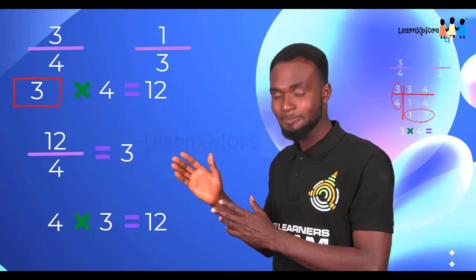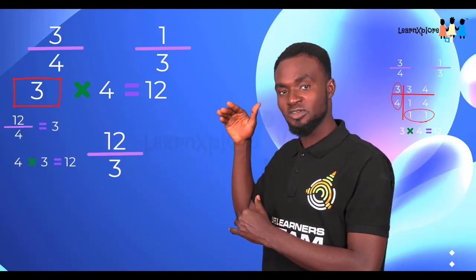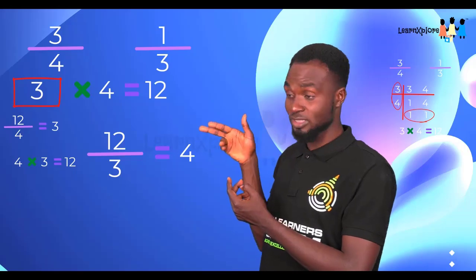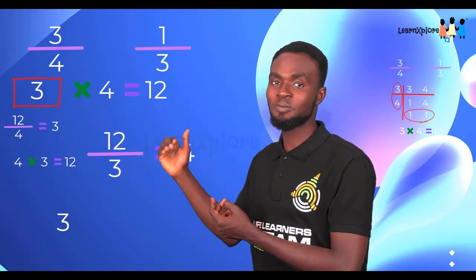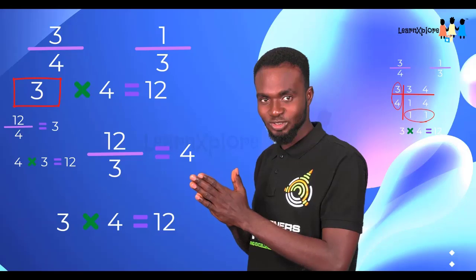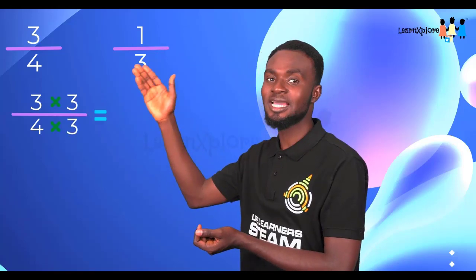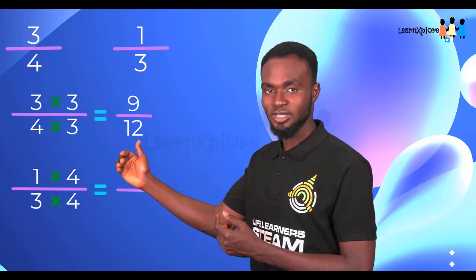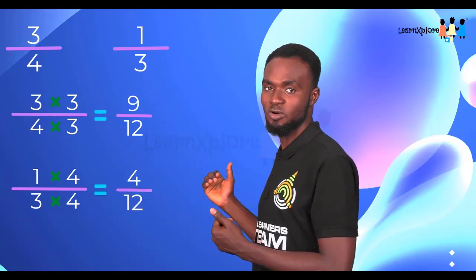And for the second one, we have 3. So when we divide 12 by 3, it will give us 4. So for the second fraction, you say 3 multiplied by 4. For the first fraction, we need a common denominator of 12. So the number to multiply up and down is 3. So we have, for the numerator, 3 times 3 will give us 9, and 4 times 3 will give us 12. The second one, we have 1 over 3. We're multiplying numerator and denominator by 4. So 1 times 4 is 4, and then 3 times 4 will be 12.